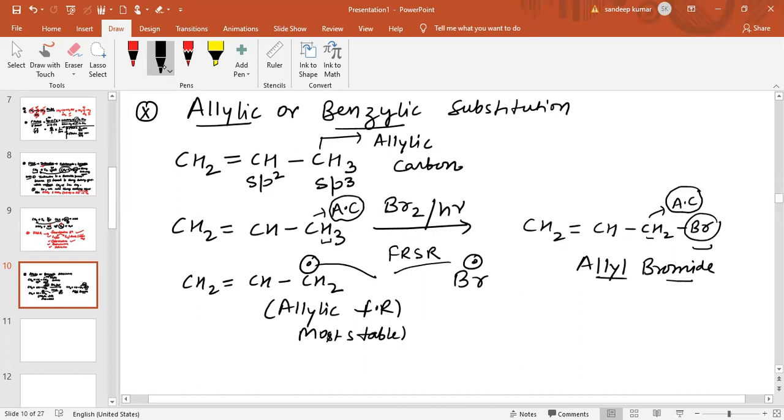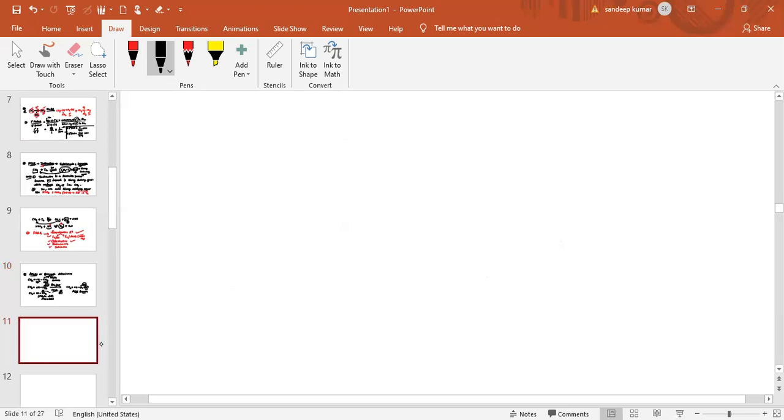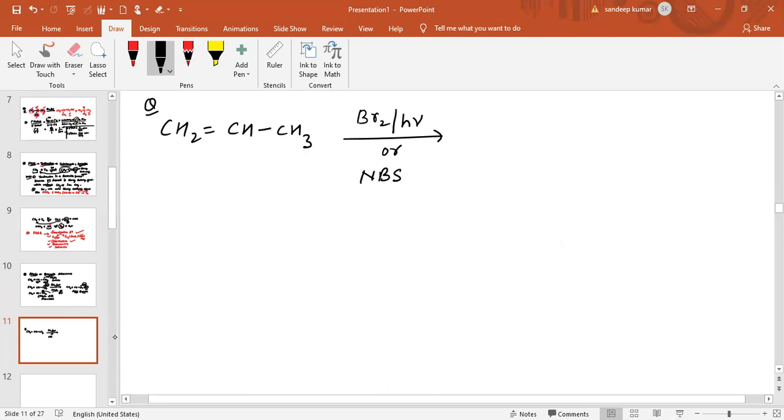So the same reaction can take place in presence of NBS. If the same question is given like this, CH2=CH-CH3, either you can use Br2 in presence of sunlight, or you can also use NBS. What is NBS? NBS is basically N-bromo succinimide.